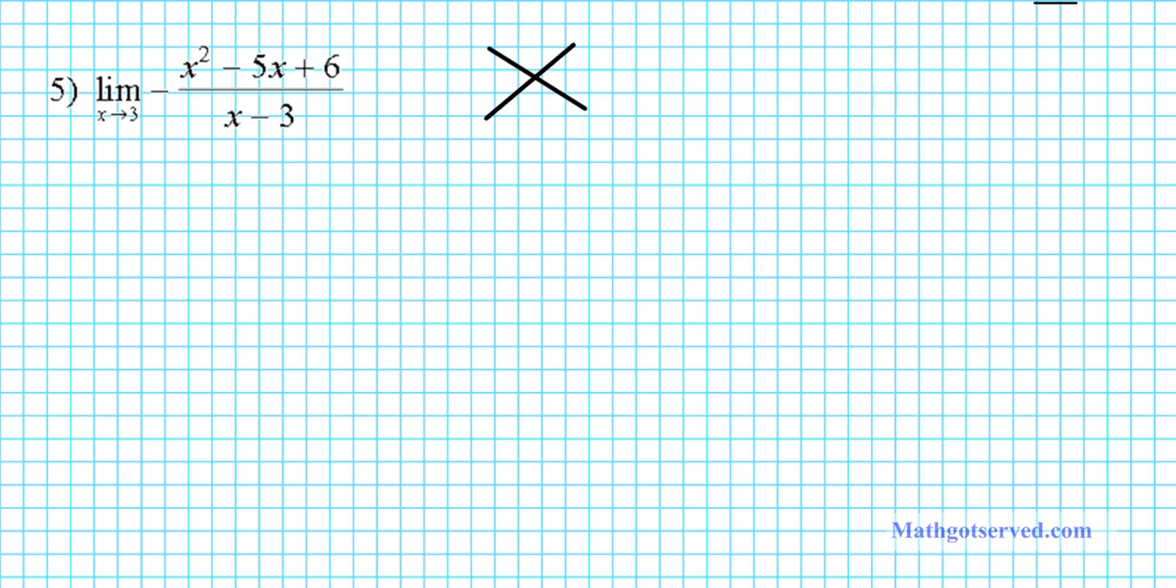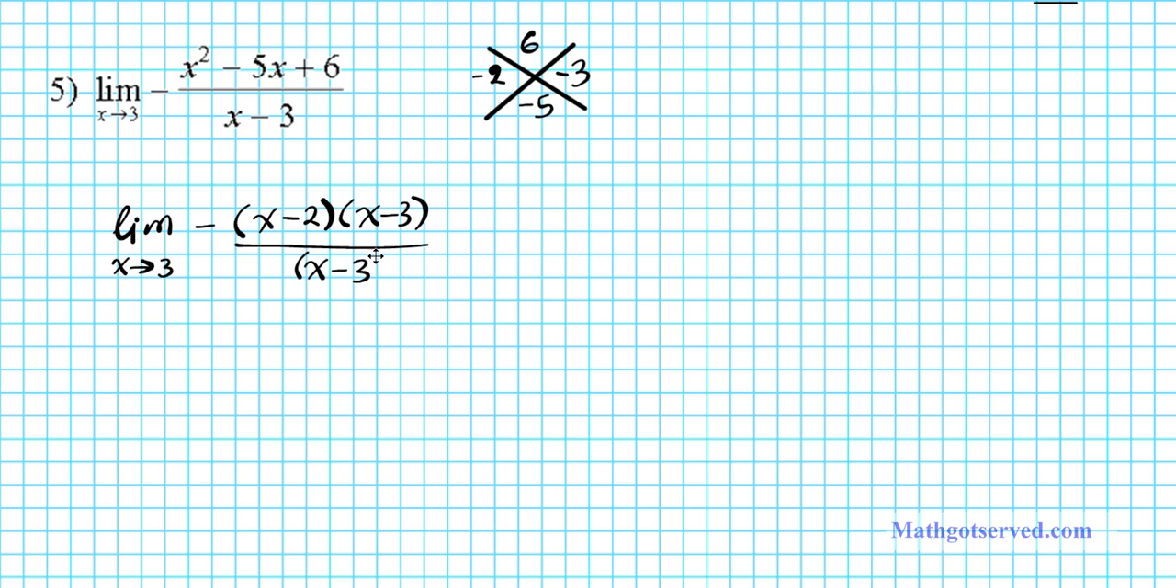Okay? So let's factor the numerator using the x game. AC is 6, b is negative 5. The two numbers that work, let's try negative 2 and negative 3. They add to give you the bottom, and multiply to give you the top. Okay, so we have the limit as x approaches 3 of negative quantity x minus 2 times x minus 3 divided by x minus 3.